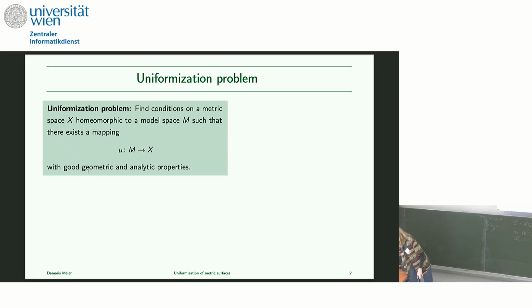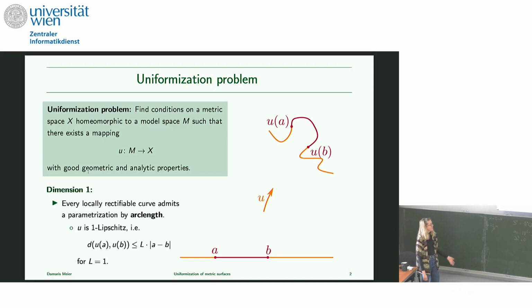So we start with dimension 1. There, a fairly easy, satisfactory answer is if one has the condition of a curve being locally rectifiable, so of locally finite length. Then we can always parameterize it by arc length. And this arc length parameterization somehow is a one-Lipschitz function, and therefore it's also differentiable almost everywhere. So from a geometric and analytic point of view, it's a very good parameterization.